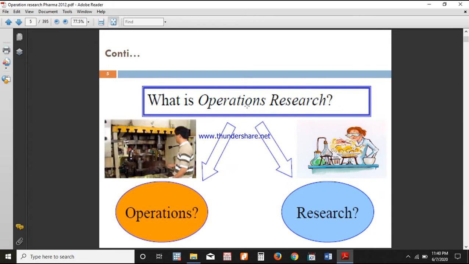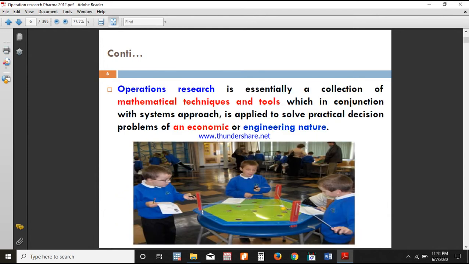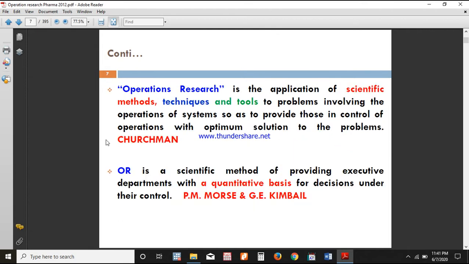The term operations research consists of two terms, operations and research. Operations is related to the conversion of input into output, whereas research is a way of finding a solution for the problem that arises in the enterprise or company. Operations research is a quantitative tool, specifically related to mathematical techniques and tools that help enterprises solve practical decision problems of an economic or engineering nature.